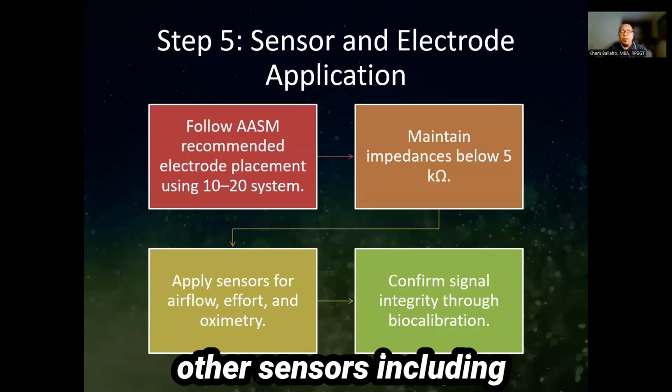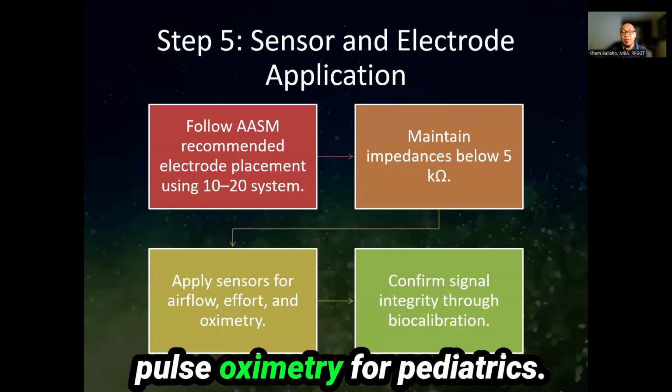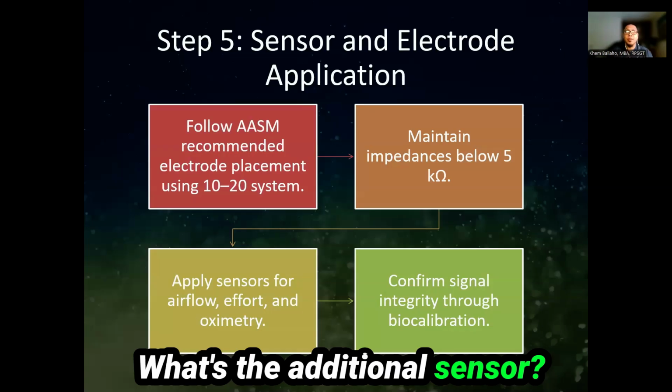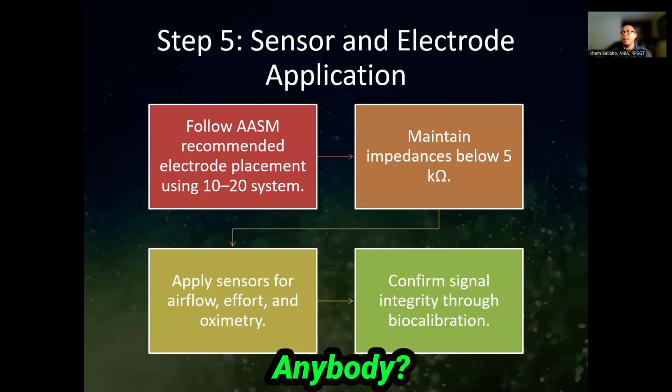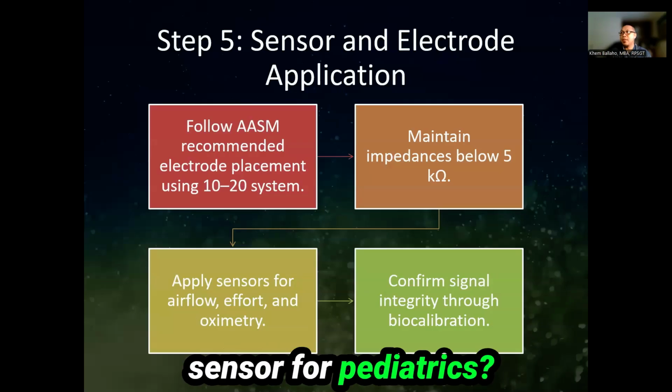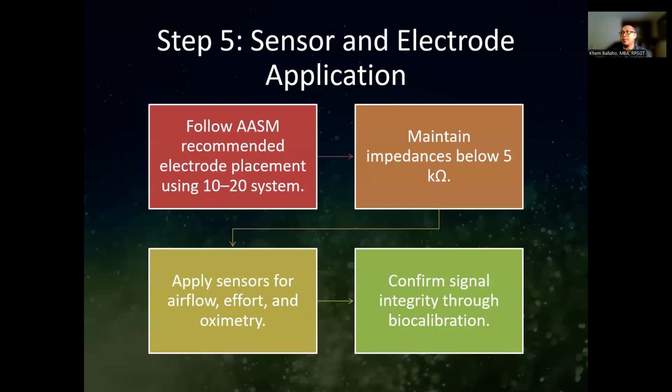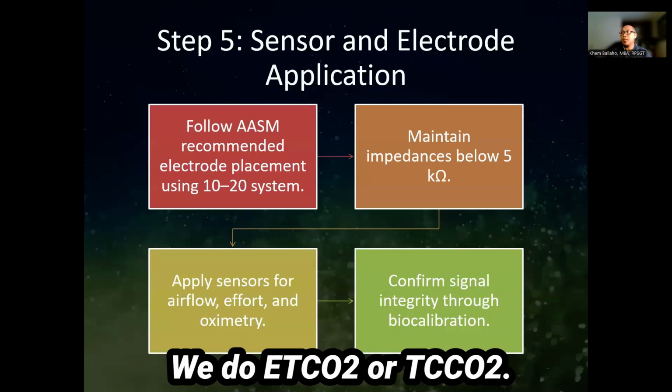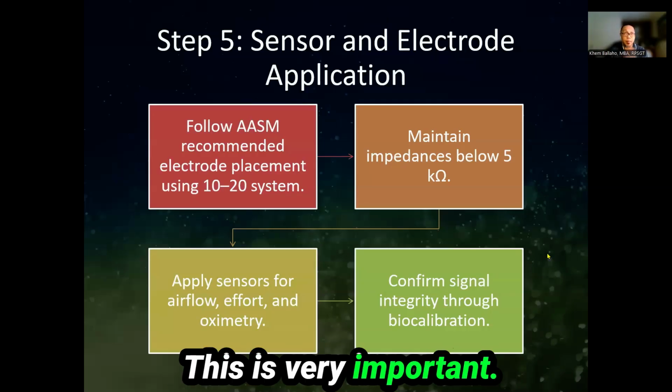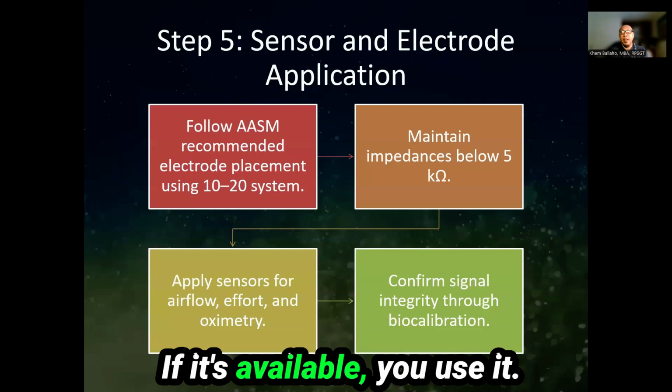And then we apply all the other sensors, including pulse oximetry. For pediatrics, what's the additional sensor? Anybody? What's the additional sensor for pediatrics? We do EtCO2 or TcCO2. Yes, this is very important. If it's available, you use it.